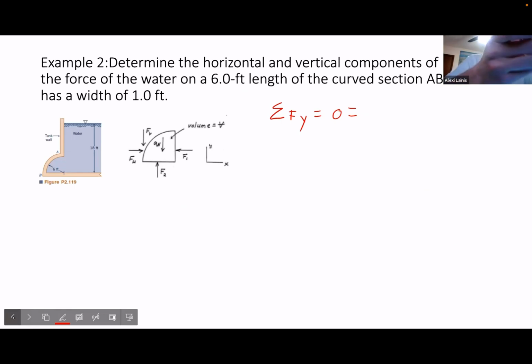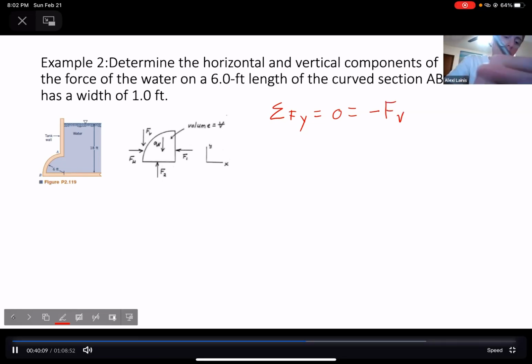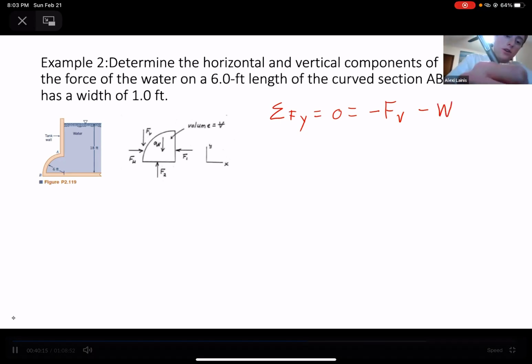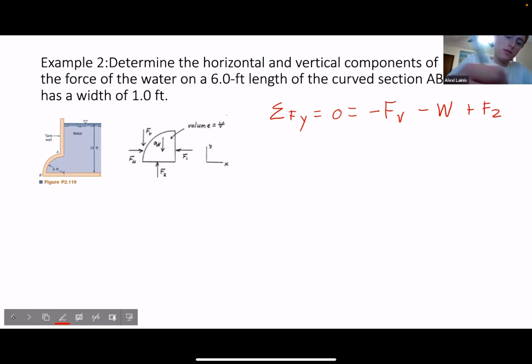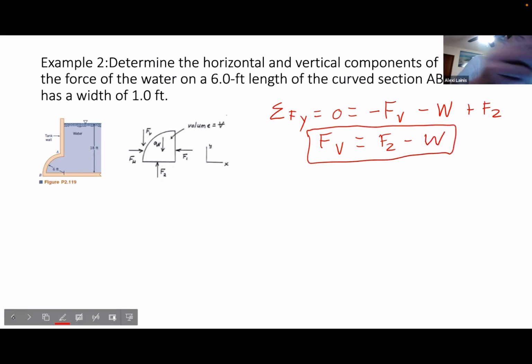Okay, so we have force vertical, so that's down, so we'll go minus force vertical. We have weight that's down as well, so that's minus weight. And we also have F2 going up, so we'll go plus F2. So we'll simplify that to force vertical equals F2 minus weight. So there's our main equation, and now we need to find F2 and the weight.